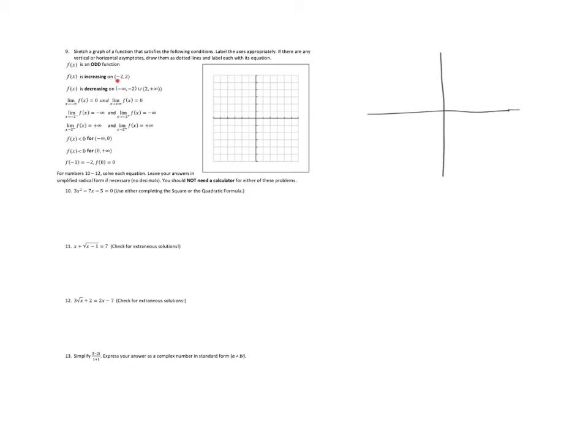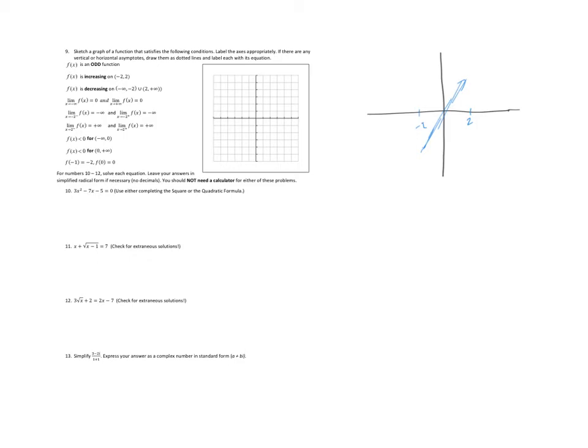The function is increasing on negative 2 to 2. That means between negative 2 and 2, this function is going to be moving up as you move to the right. So I might just make a little mark of that. Maybe I'll do it in blue and say, okay, we know this function is going to be kind of trending upwards as we move between negative 2 and 2. All right, and that's about all we can do with that.